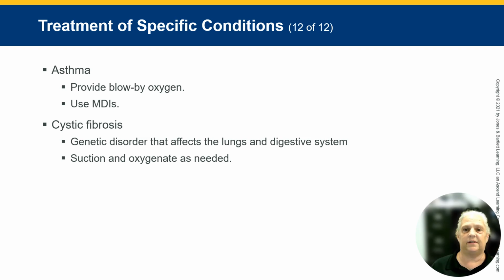Cystic fibrosis is a genetic disorder. It's going to affect the lungs and digestive system. It's an excess production of mucus. It will predispose the children to repeated lung infections. Symptoms can range from sinus congestion, wheezing, asthma-like complaints. You're going to suction and oxygenate them as needed.